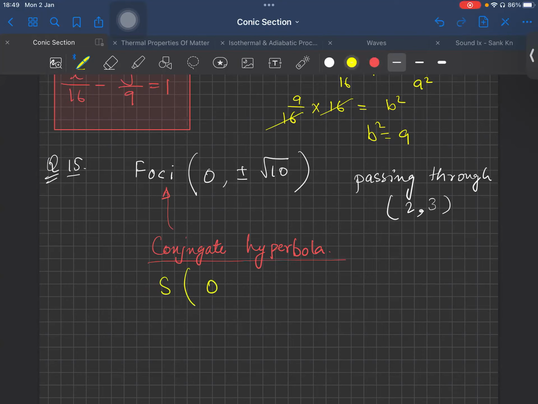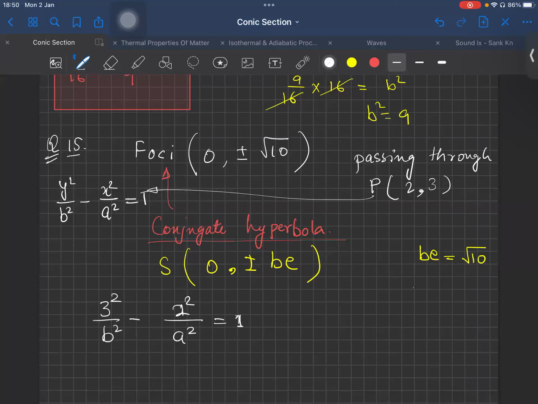All right. Now it is also given that the hyperbola passes through the point, so what will be the equation of this hyperbola? Y square upon B square minus X square upon A square is equal to 1. So this point will satisfy this hyperbola, right? So if you plug this point P in the conjugate hyperbola, what can you write? X value is 2, Y value is 3. So 3 square upon B square minus 2 square upon A square is equal to 1. And B square E square is equal to 10. Can you find A square?